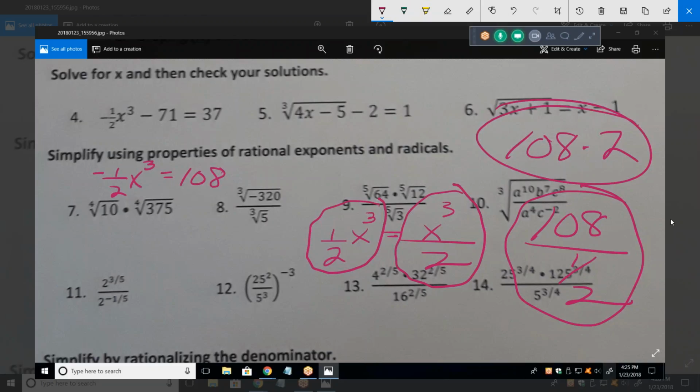In other words, I'm going to multiply both sides by negative 2, right? Because I want to get rid of that negative sign also. In other words, I'm whittling away at everything that is with the x cubed. My final line is going to be x equals, so I got to get rid of everything. I got to get rid of the negative sign. I got to get rid of the 1/2. I do it by multiplying by negative 2. So the next line is what? x equals negative 216.